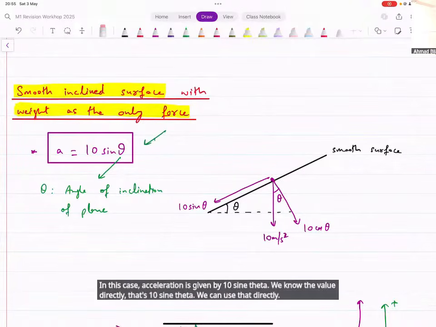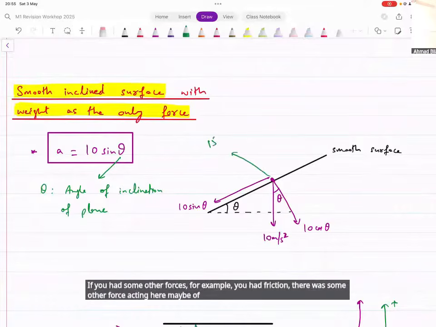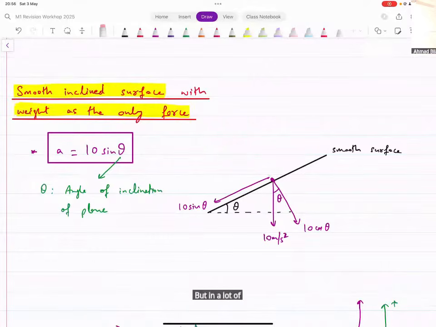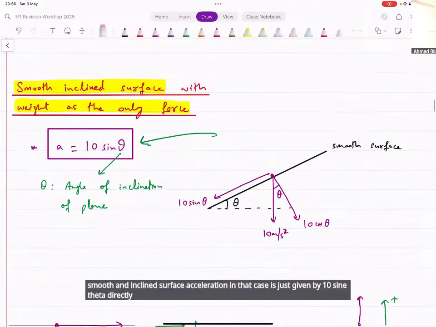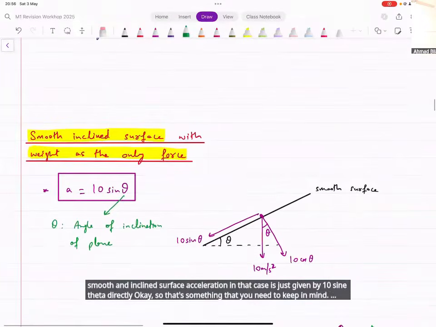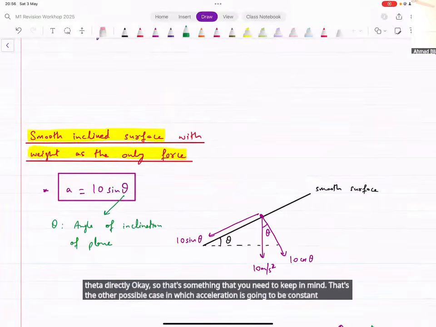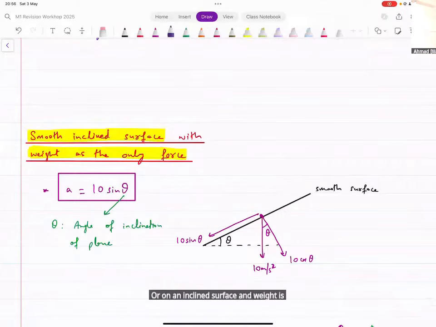If you had some other forces, for example, friction, or some other force acting here, maybe of 15 Newton, then you would have to resolve the forces and use Newton's second law of motion to find the value for acceleration. But in a lot of cases, weight is the only force, and it's a smooth inclined surface. Acceleration in that case is just given by 10 sine theta directly. Okay, so that's something that you need to keep in mind. That's the other possible case in which acceleration is going to be constant. Motion in gravity, free fall, or on an inclined surface when weight is the only force: acceleration in this case is 10 sine theta, and the previous case was 10.